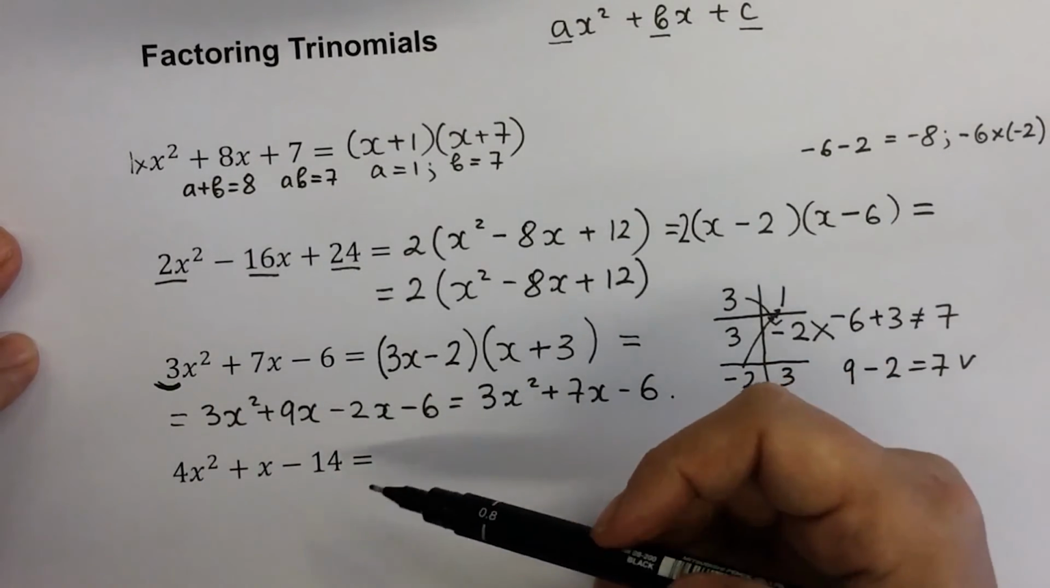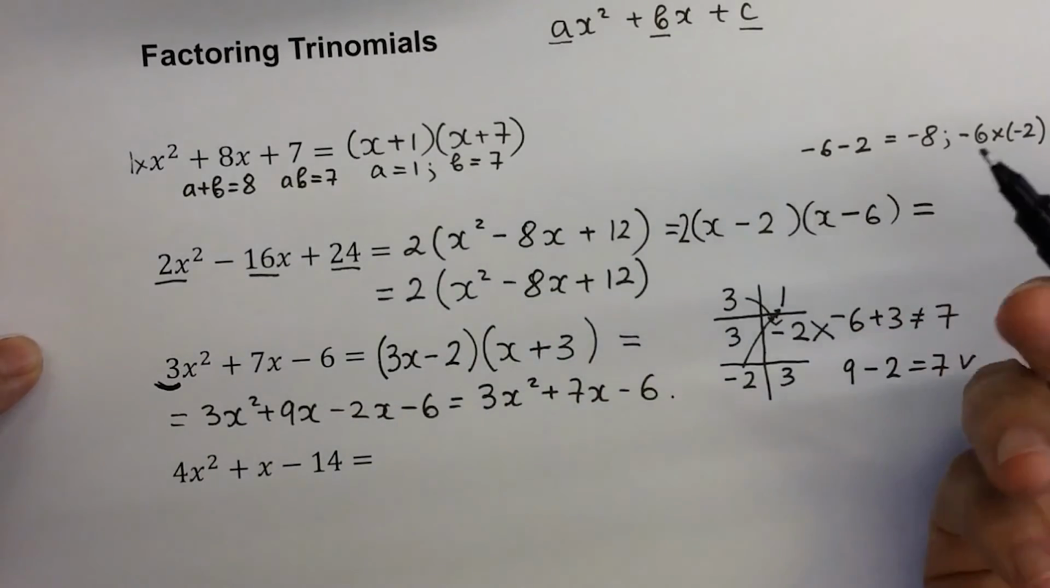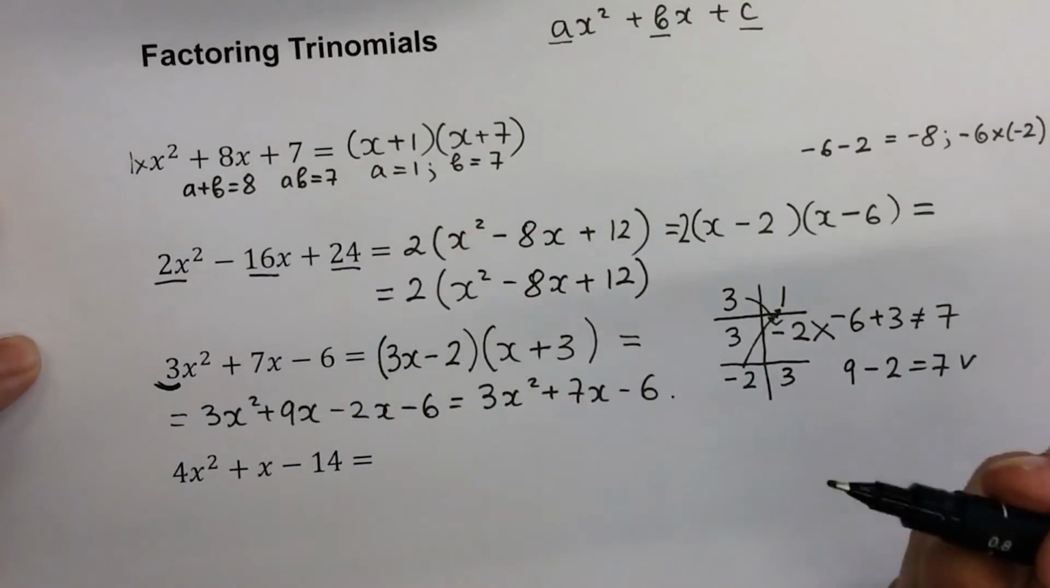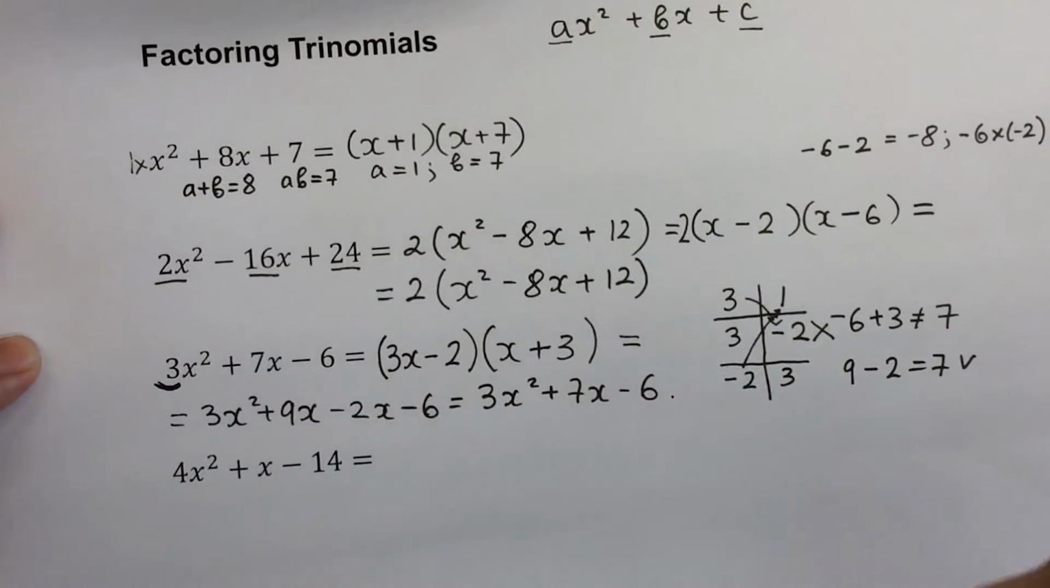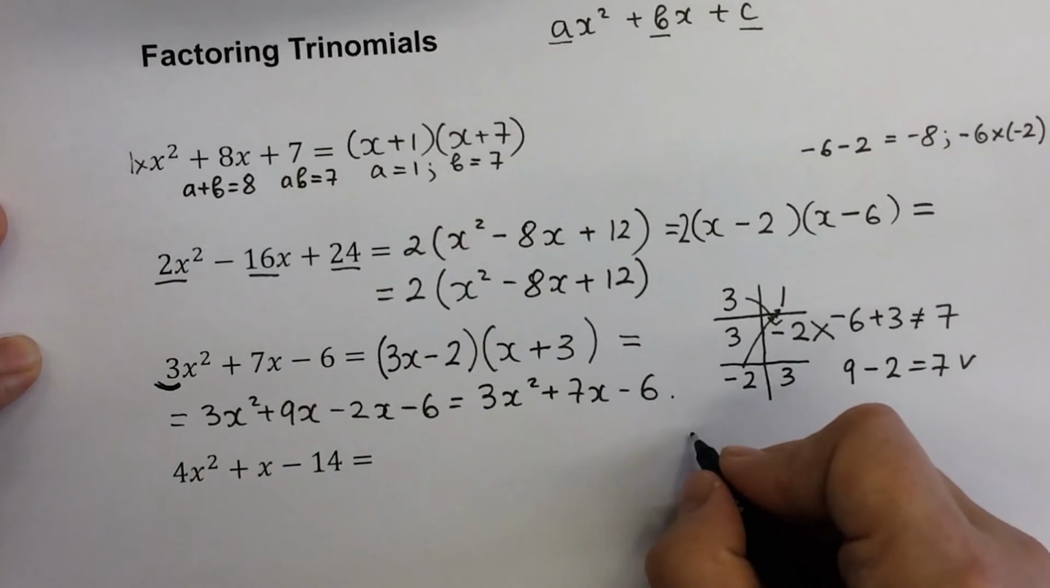Okay, and let's repeat this technique of drawing the cross. What do we start with? We start with all possible combinations which in product give us 4. So, for example, 2 and 2.